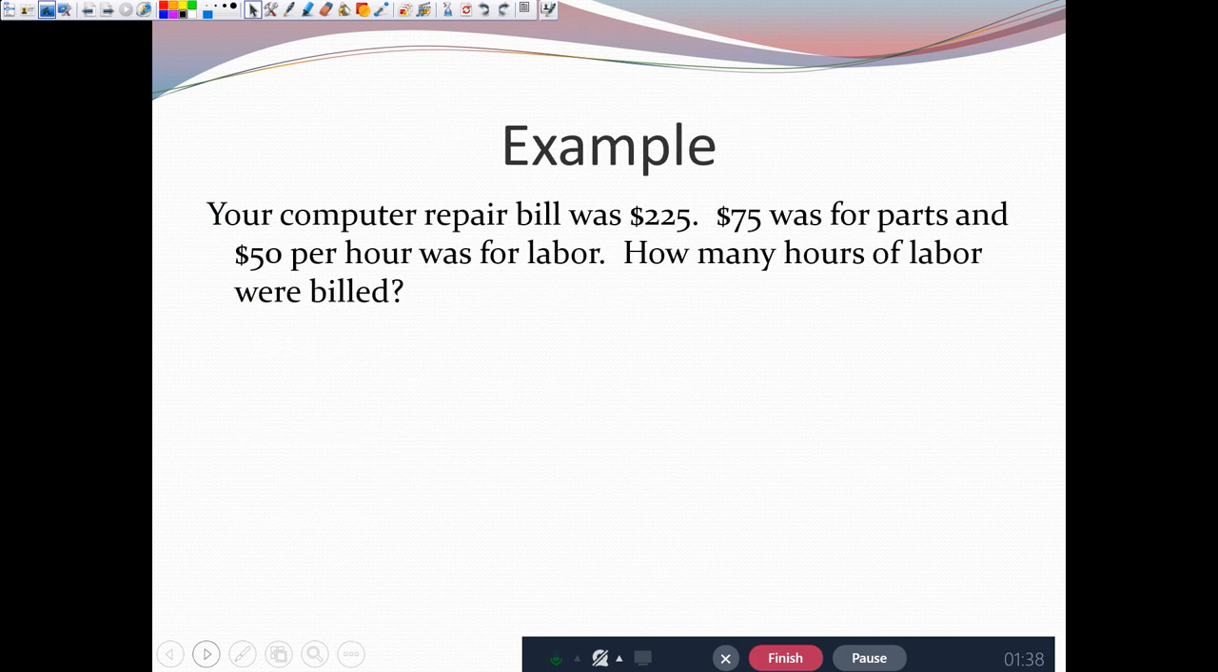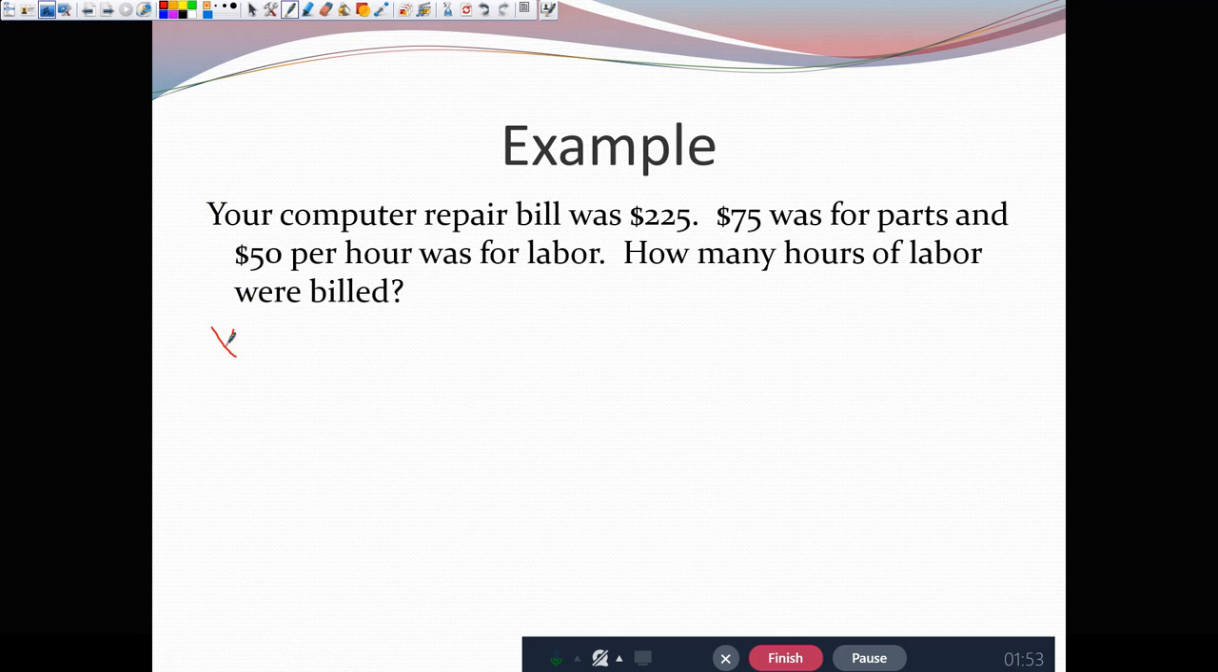Okay, so our first question says, your computer repair bill was $225. $75 was for parts and $50 per hour was for labor. How many hours of labor were billed? So the first thing that we do is identify our variable. What am I looking for? How many labor hours? Yeah, hours of labor.